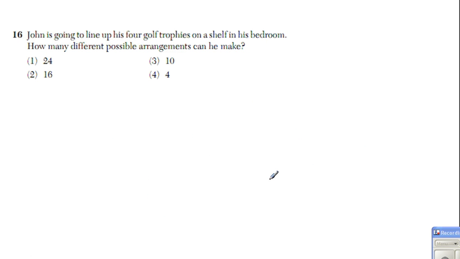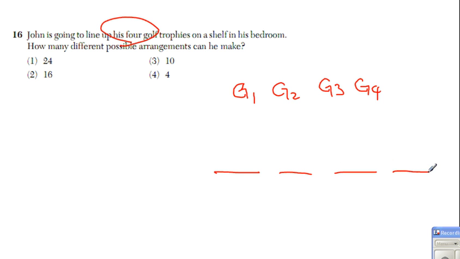Now, how many different possible arrangements can he make out of 4 golf trophies? So what if you were to just number them? G1, G2, G3, and G4. When you want to arrange them, we have 4 slots. How many of these can be possible in the first? Of course, any one of them can come. That means 4 possibilities.